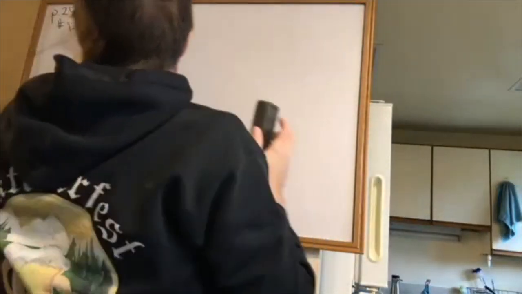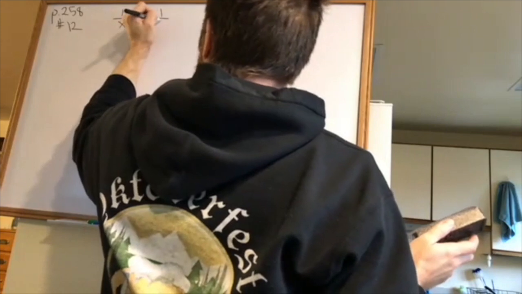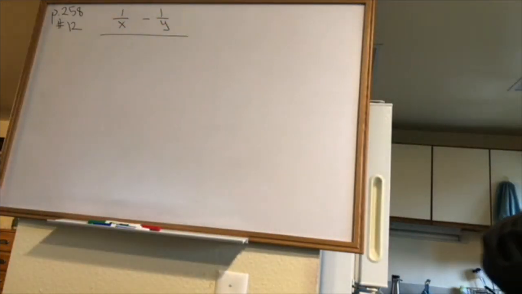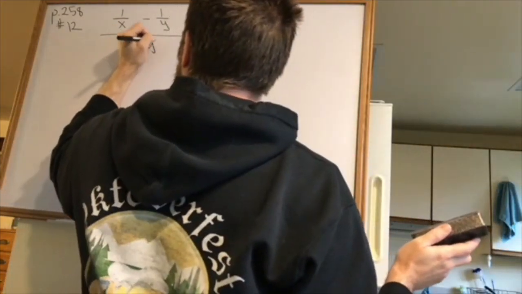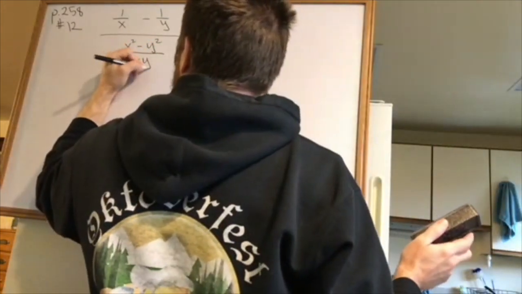This is, oops, no, that's not right. It's 1 over x, minus 1 over y, all over, squared minus 1 squared, over xy.